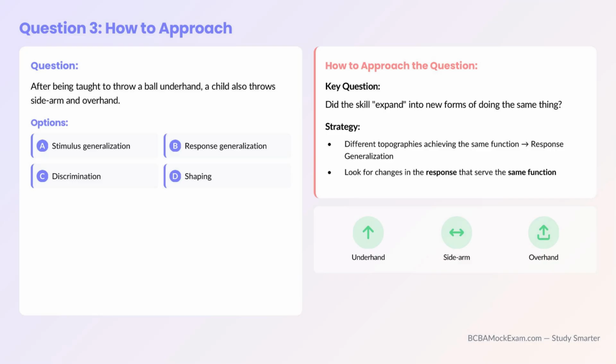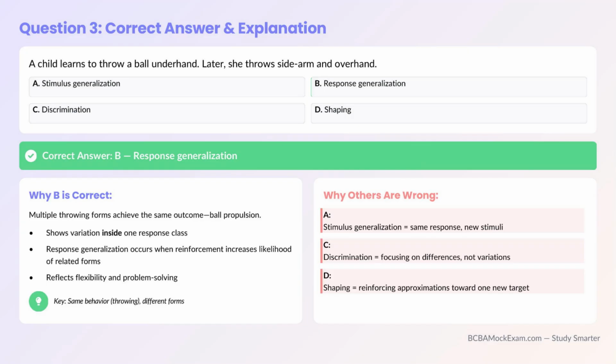Ask: did the skill expand into new forms of doing the same thing? Yes, underhand, sidearm, overhand, all get the ball moving. That's multiple variations of one learned behavior. Different topographies, same function. That's response generalization. Correct answer: B, response generalization.